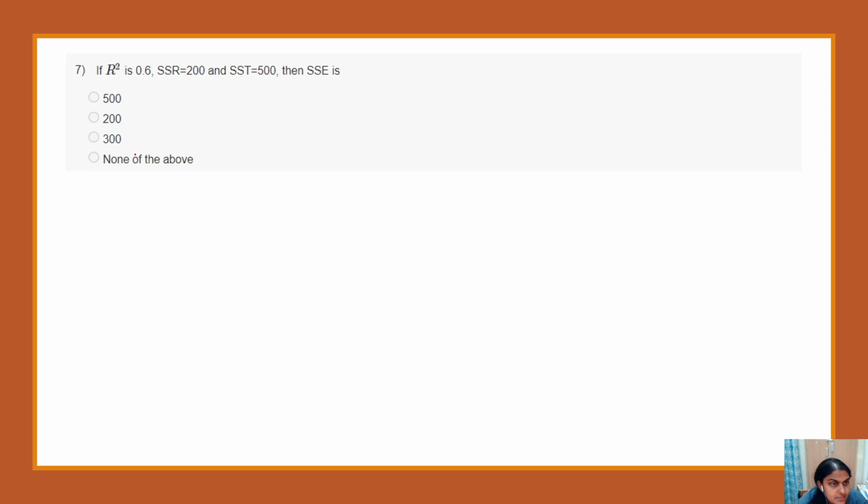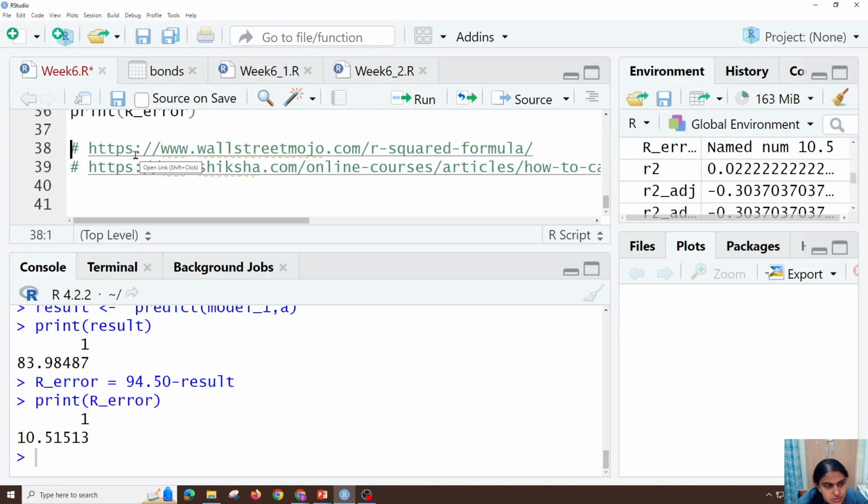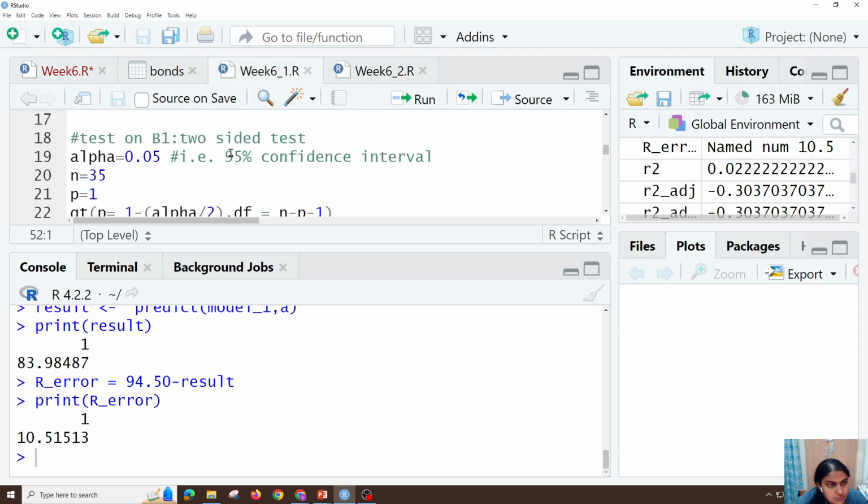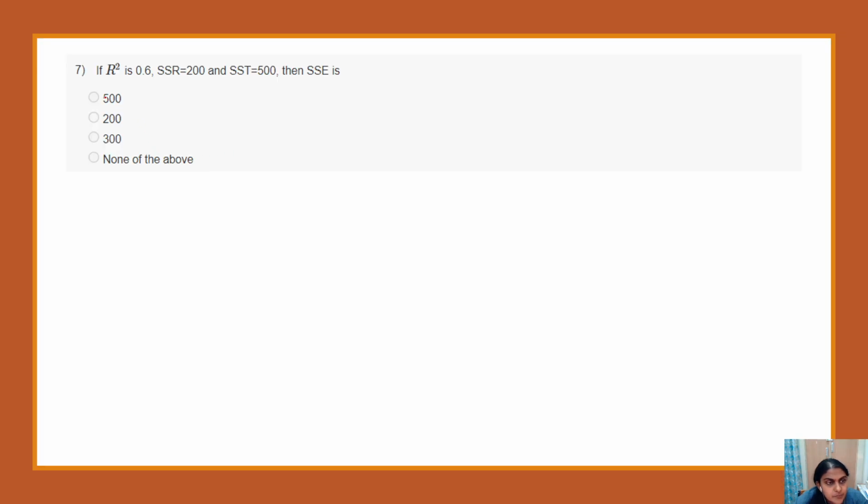Now, if R square is 0.6, SSR, that is the residual sum of squares, and total sum of squares is 500, then the sum squared error is asked. For this one, you can use the equation, or I'll move on to RStudio so you can look at the values. Right now R squared is given, so we had seen the relationship between these. So what will be the answer?